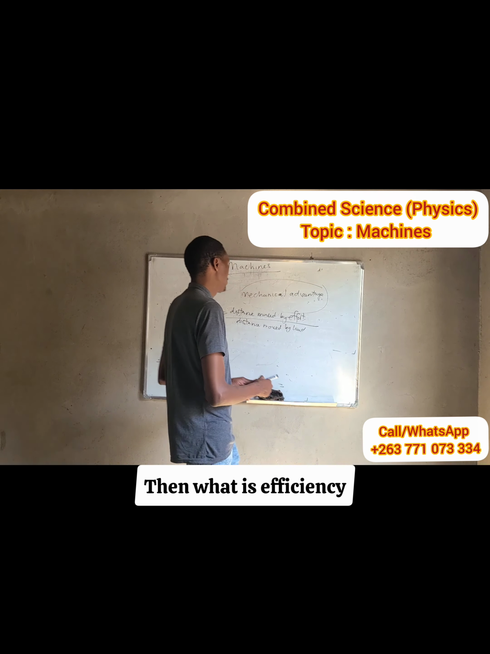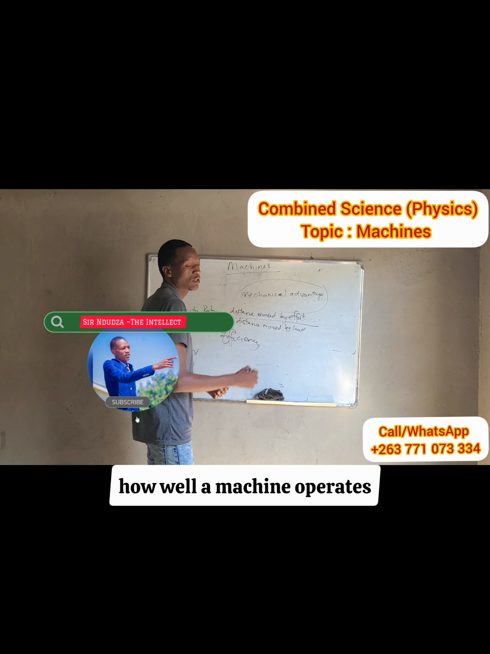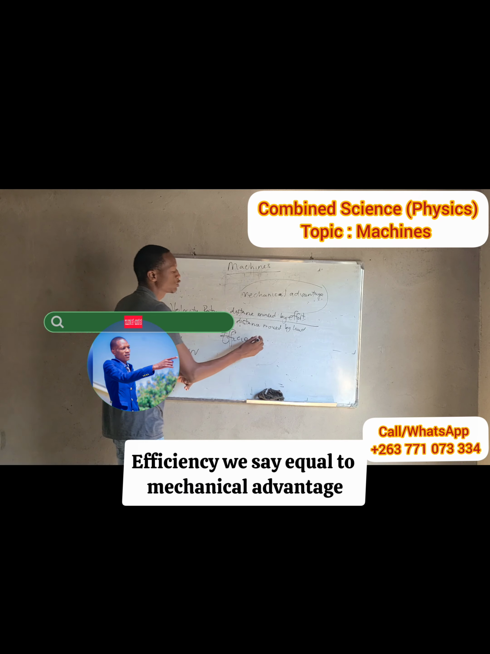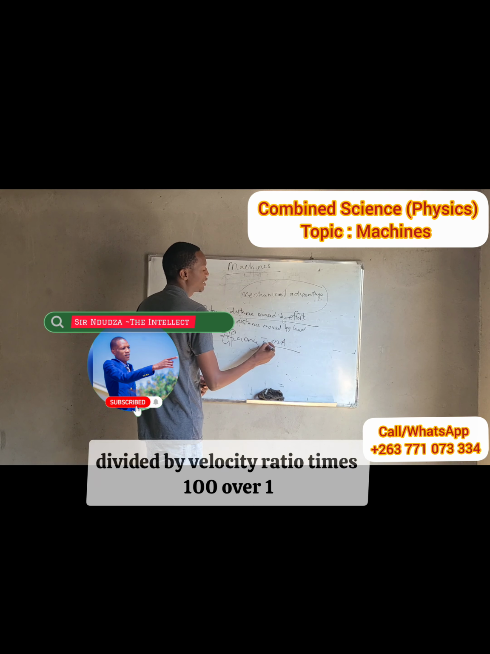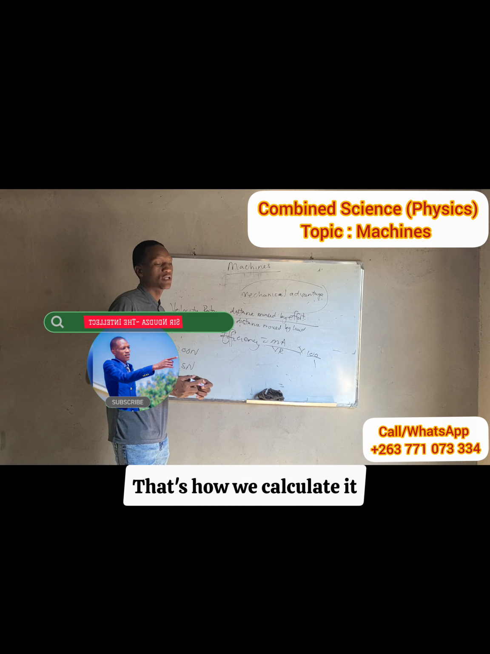Then what is efficiency? Efficiency measures how well a machine operates. So how do we calculate efficiency? Efficiency equals mechanical advantage divided by velocity ratio, times 100 over 1. That's how we calculate it.